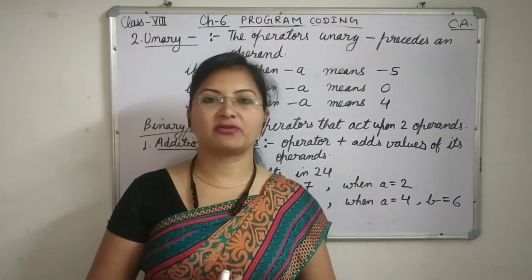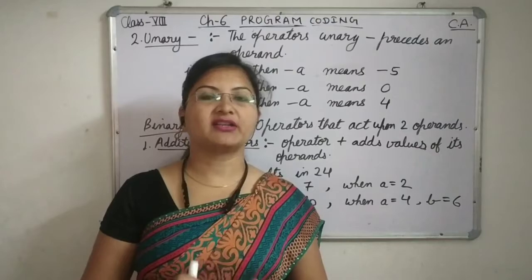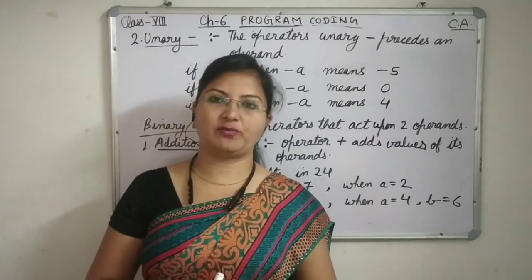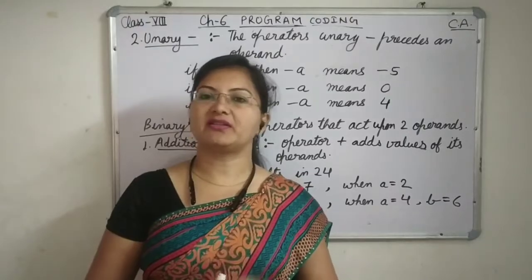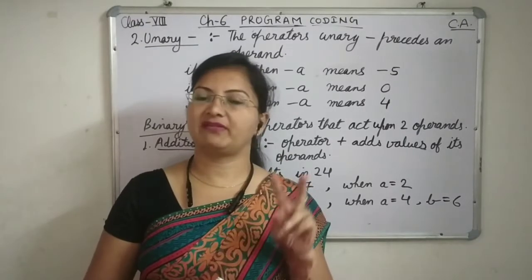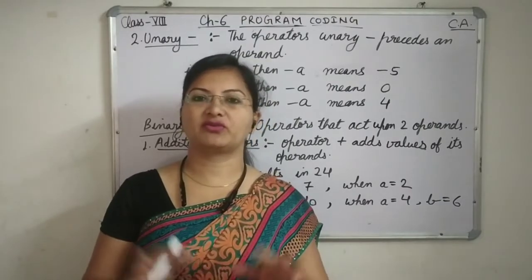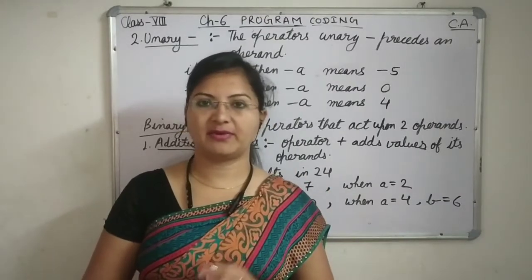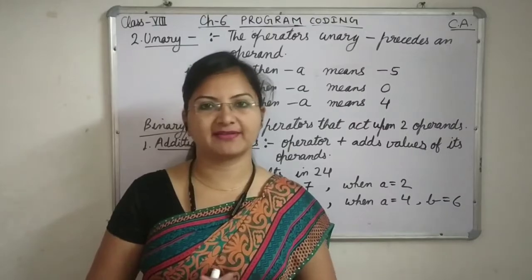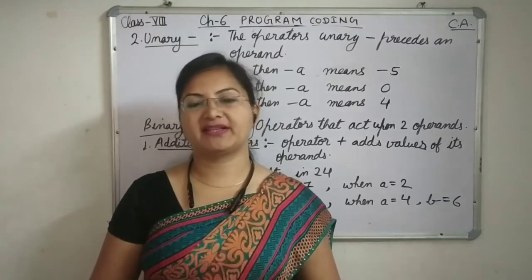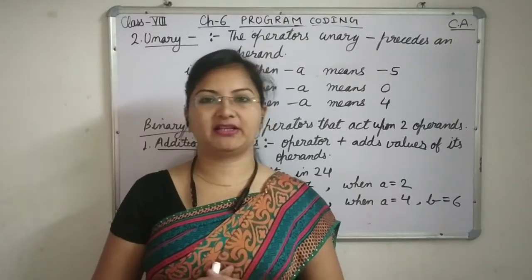We have studied arithmetic operators. Arithmetic operators are of 2 types, unary operator and binary operator. In a unary operator, there is only one operand and we use 2 symbols, plus and minus. In a binary operator, we use 5 operators: plus, minus, multiply, divide and modulus. They apply on 2 operands, and that is why they are known as binary operators.